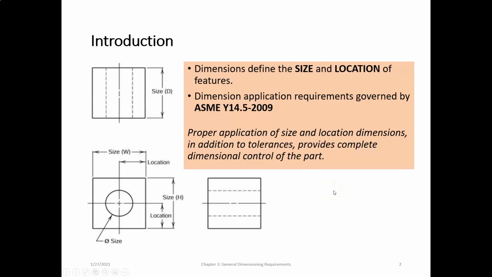So first of all, remember the role of dimensioning is to define the size and location of the features of the part. Features being holes, cylinders, things like that. It could also be to define the size of the part, the overall length, width, thickness, the location of different features, location of surfaces, locations of holes and cylinders, all those things. So dimensions define the size and location of features.